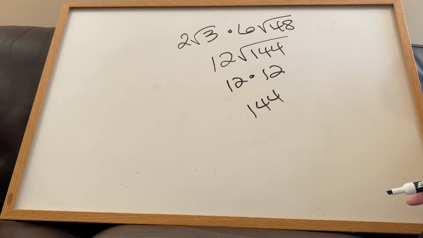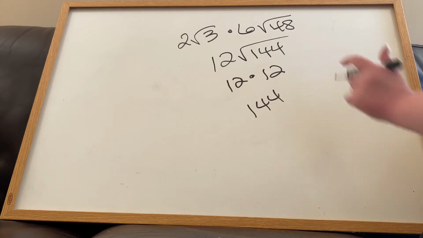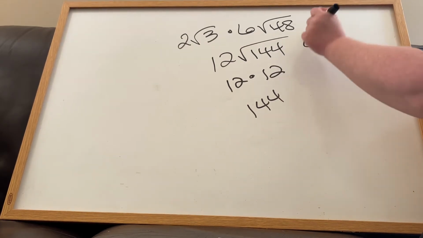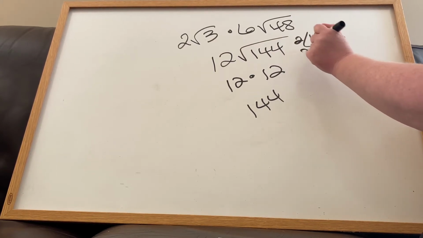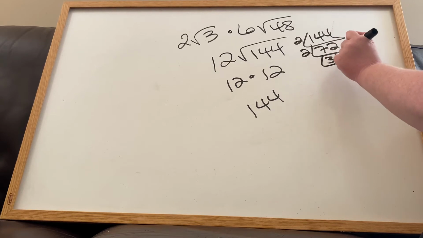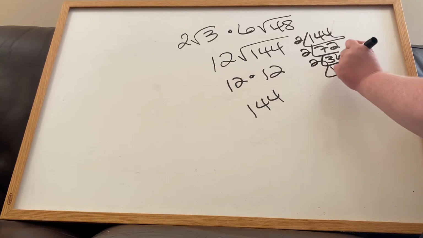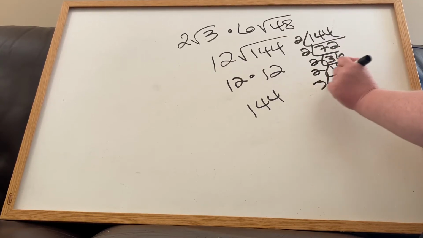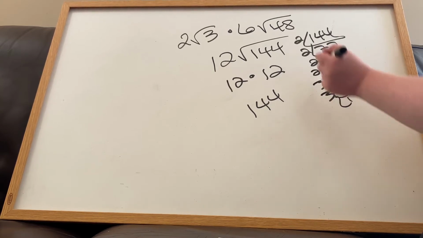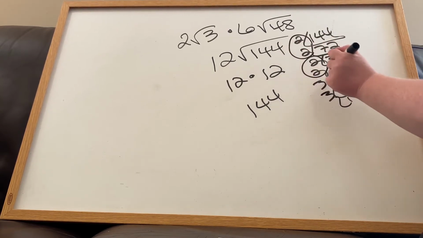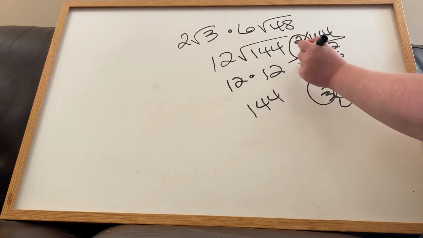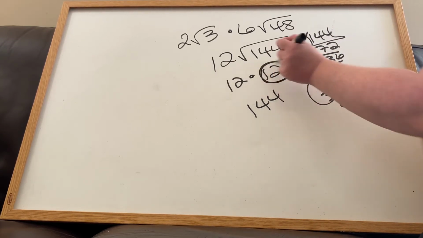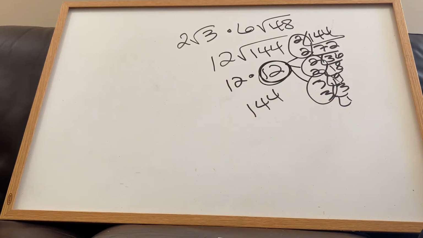Say you didn't know that the square root of 144 was 12, you could break 144 and divide it by 2, and you get 72. Divide it by 2, and you get 36. Divide it by 2, you get 18. Divide by 2, you get 9, 3, 3, 3, 1. So you've got 2 2s, 2 2s, and a 3. So then for this part, you'd be multiplying 2, 2, and 3, which is where this 12 is coming from. So either way, you get 144.